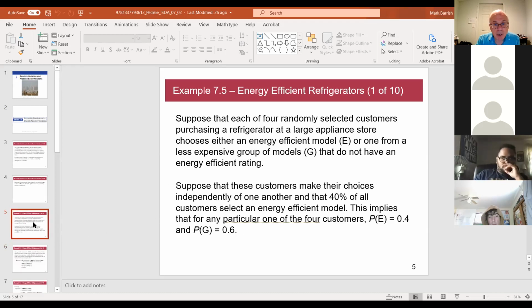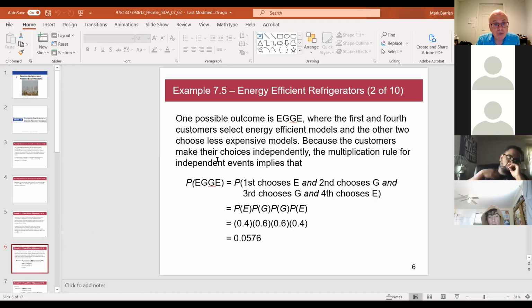All right, so there are 4 randomly selected customers. One possible outcome would be that the first person that comes into the store chooses the energy efficient one. The second one chooses the less expensive one. The third person chooses the less expensive one, and the fourth person chooses the energy efficient one. What's the probability that these 4 people select in this order? We're saying the first one chooses energy efficient, the last one does, and the 2 in the middle don't.